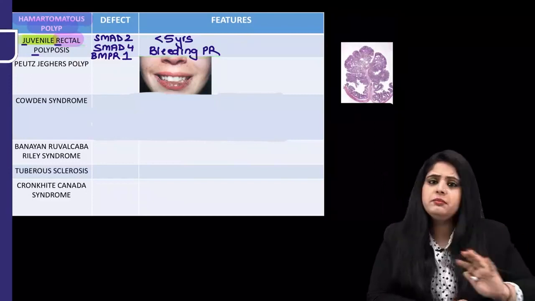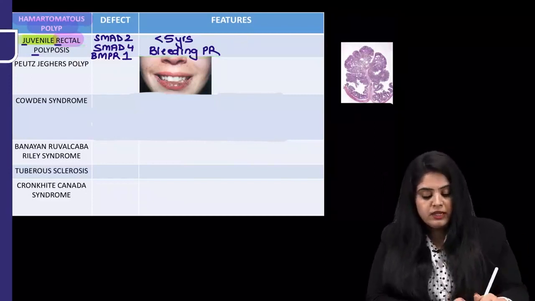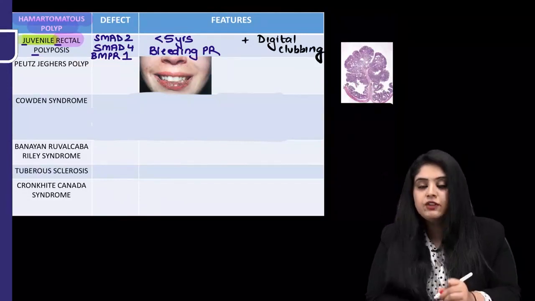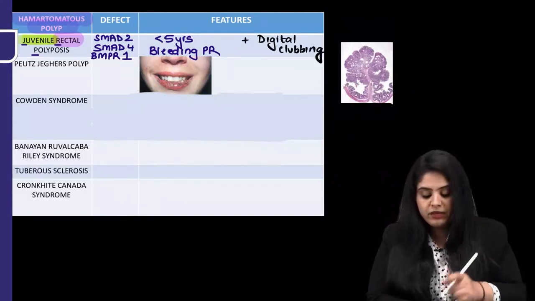But you'll say other than rectum, nothing else, ma'am? No, there can also be an additional finding in these patients. They can also have digital clubbing. They can also have clubbing. So you might notice this additional finding. Now the question that came in the previous year was, what is its microscopy like?